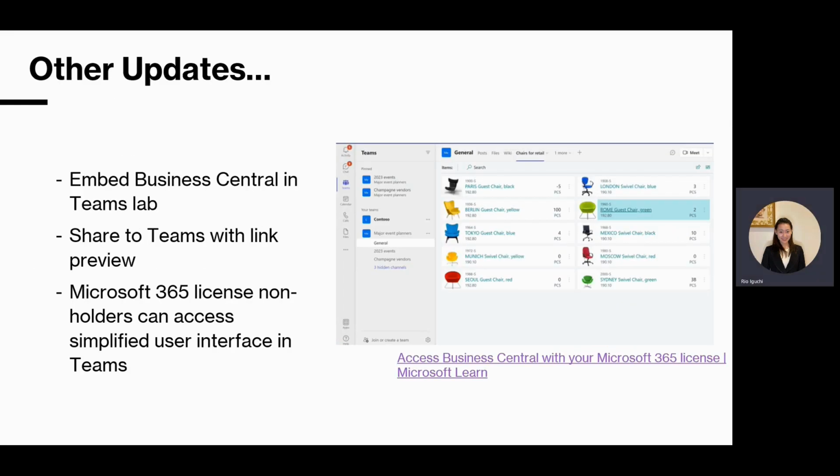And of course, there are other updates on Microsoft 365. For better teamwork, Microsoft has embedded Business Central in the tab in any group and channels and team. Of course, the Business Central license holder can access Business Central data on your Teams app, but even if you don't have Business Central license, you can still view Business Central data through simplified user interface in Teams. I believe that these changes make business flow more efficiently and more productive.